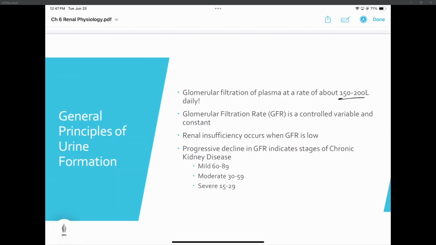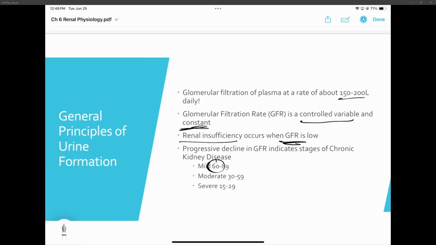Glomerular filtration rate is a controlled variable and constant. We want a constant glomerular filtration rate, GFR. That means that the kidneys are constantly being perfused and filtration can occur. When GFR starts dropping, you get renal insufficiency. A GFR is calculated in your labs. The magic number to remember for GFR is 60. If they're below 60 in a GFR, they have kidney problems.